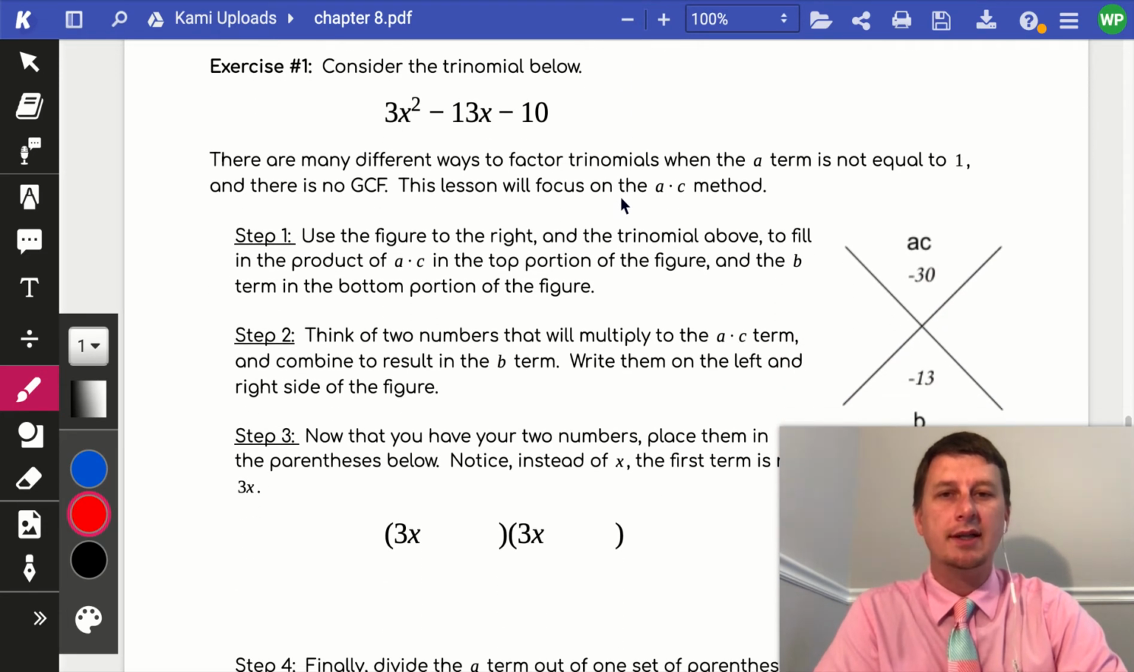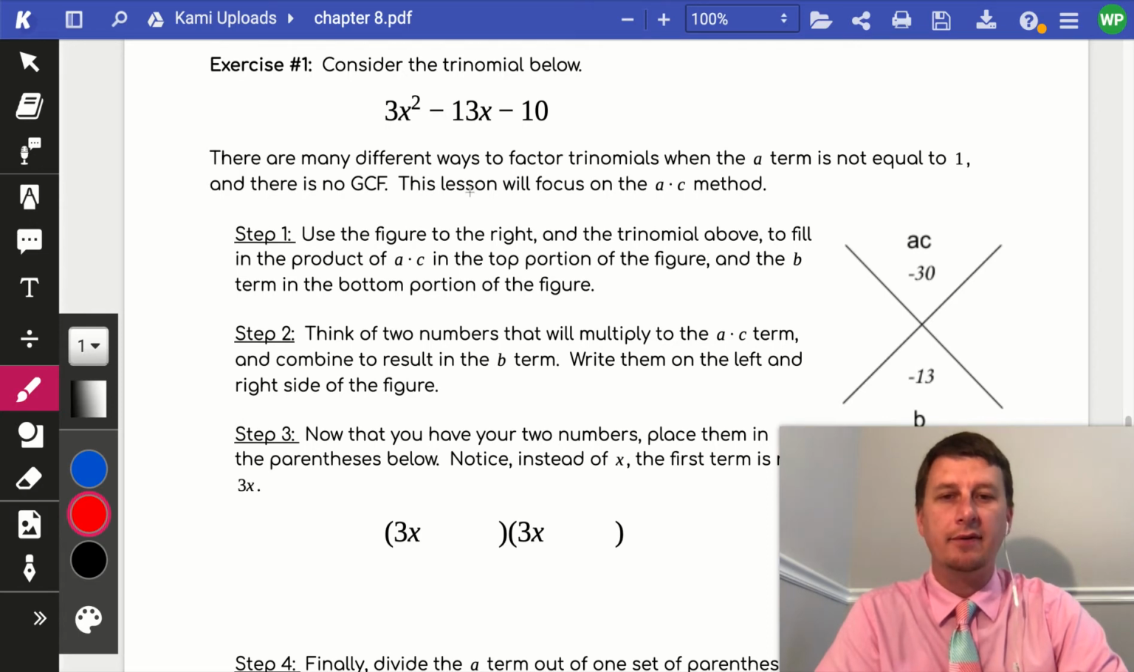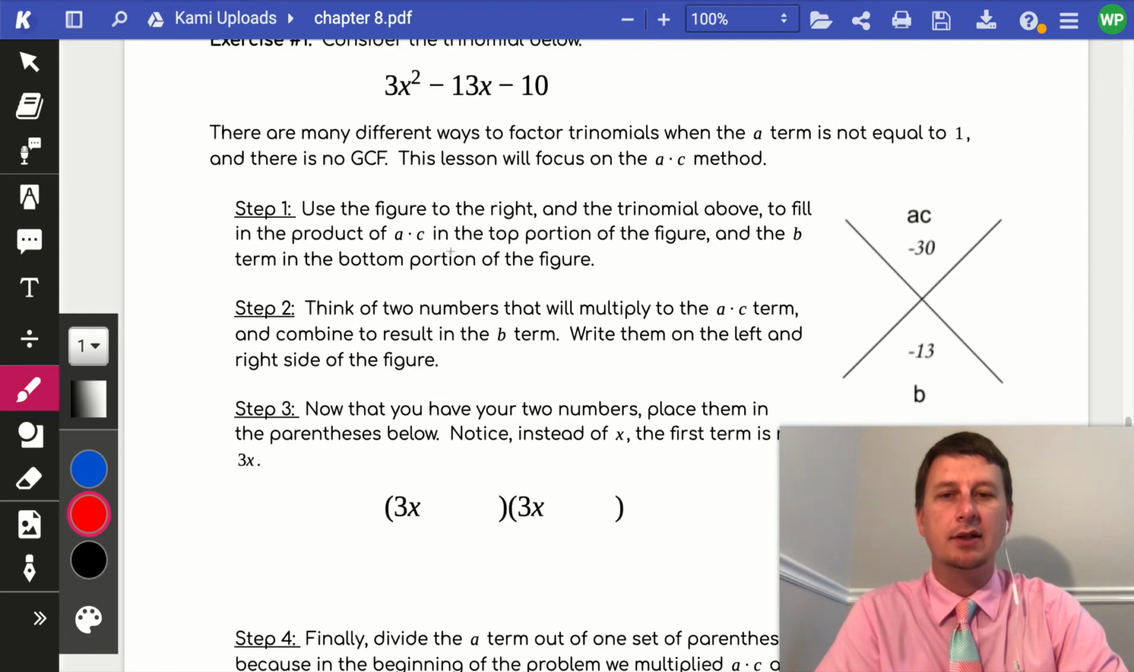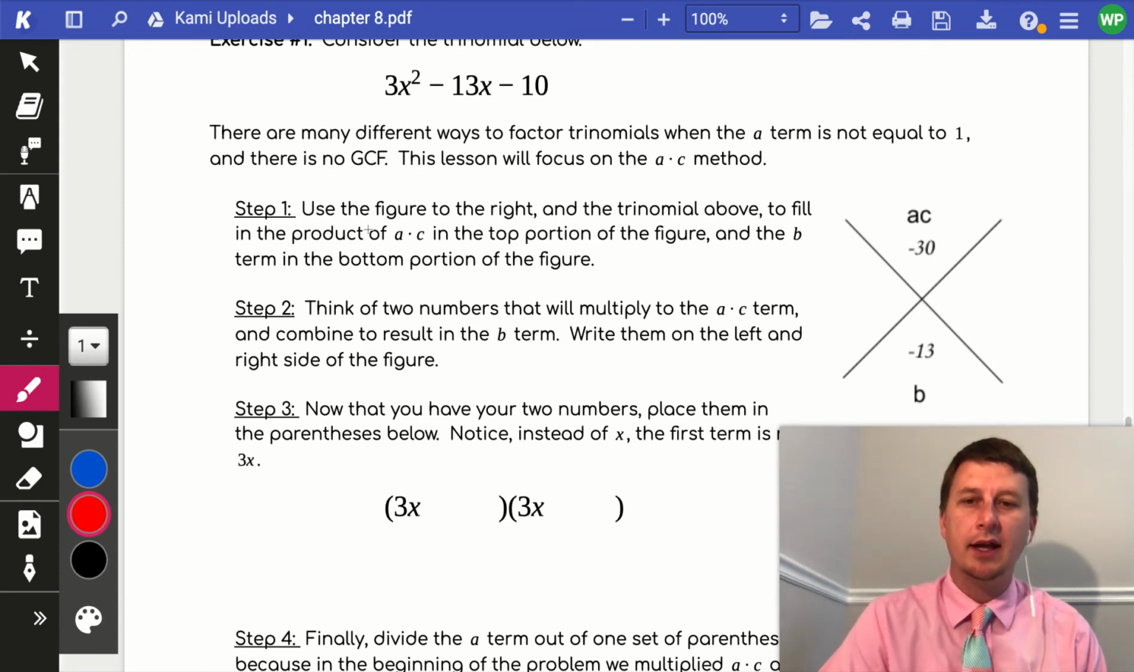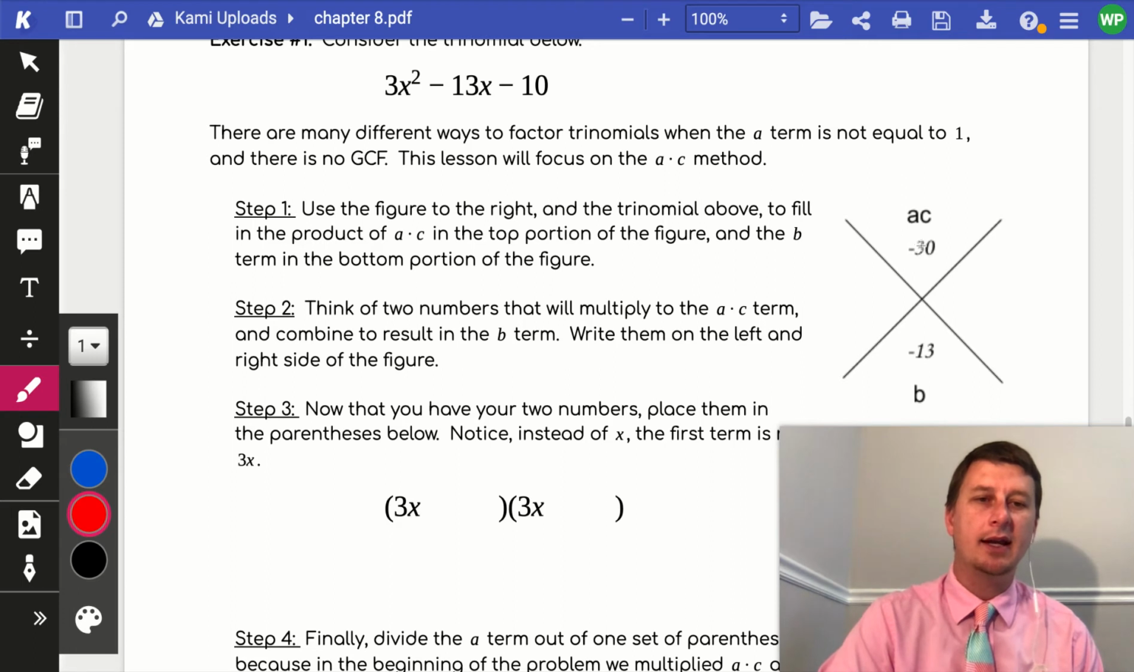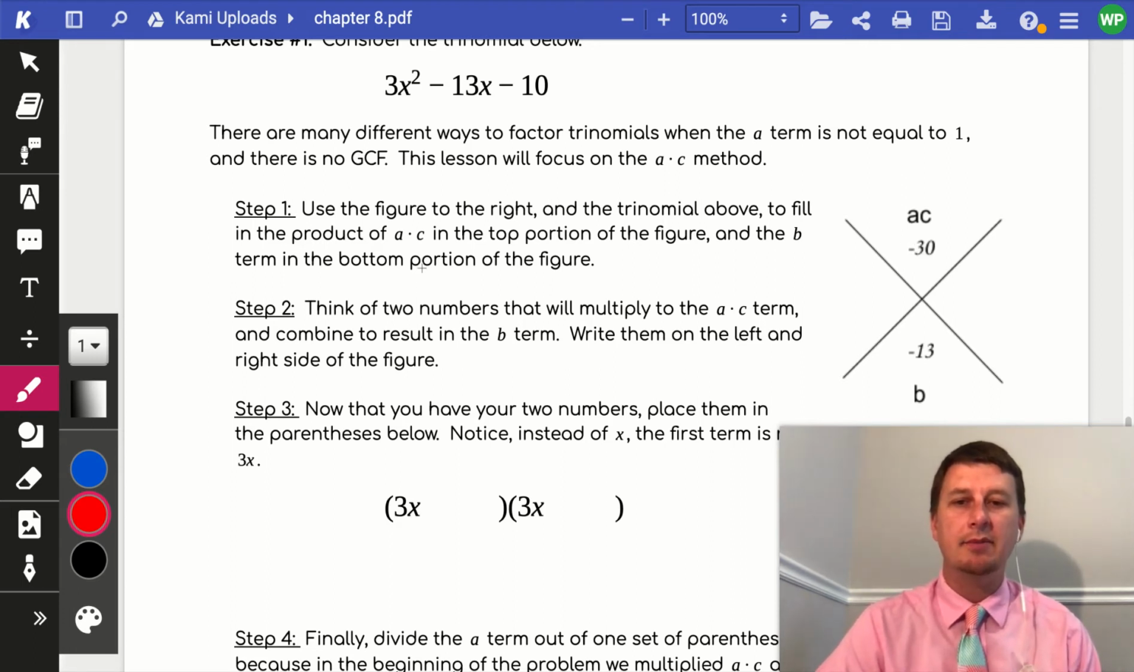So in exercise number 1, it says to consider the trinomial below, 3x squared minus 13x minus 10. There are many different ways to factor trinomials when the a term is not equal to 1, and there is no GCF. But in this lesson, we're going to focus on the AC method. So step 1 in our AC method is to use the figure to the right to figure out the product of a and c. So we're going to use this figure, this x right here, and we're going to look at our a term, which is 3, our c term, which is negative 10, and so we're going to take the product of AC and put in negative 30 in the top portion of the figure, and the b term in the bottom of the figure, so negative 13 in the bottom.